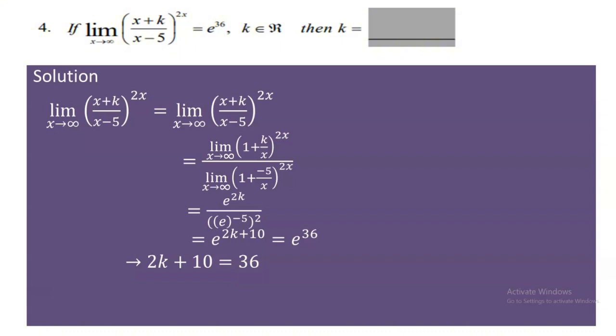So look here, students, now move 10 to the right, and then k is obtained to be 13, because 26 is going to come, and 26 divided by 2 is obviously 13. So it is when k is 13 that this limit is going to be e to the power of 36, right? I hope you have understood it.